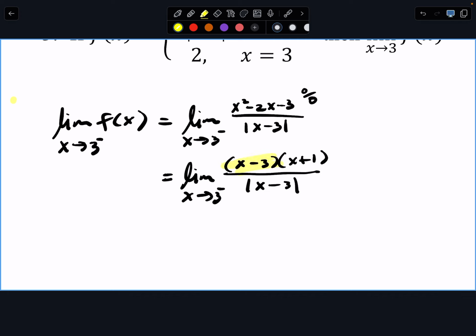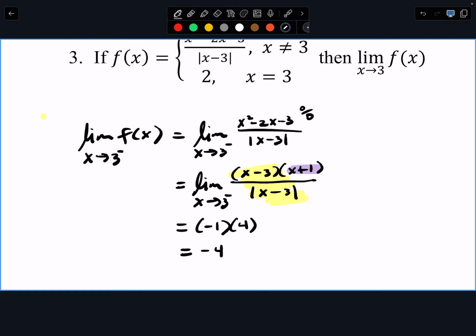So then if we think about the limit as x approaches 3 from the left, for Jumpman, wouldn't that be -1? And then using direct substitution into the x plus 1, well, 3 plus 1 would be 4. So this limit is -4.